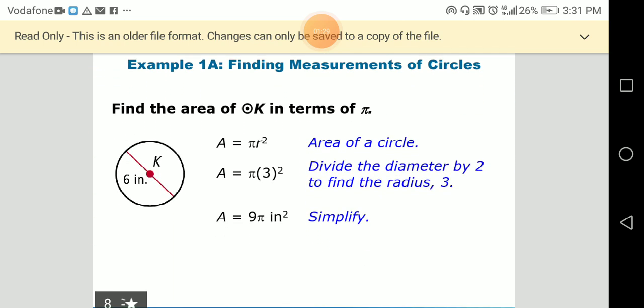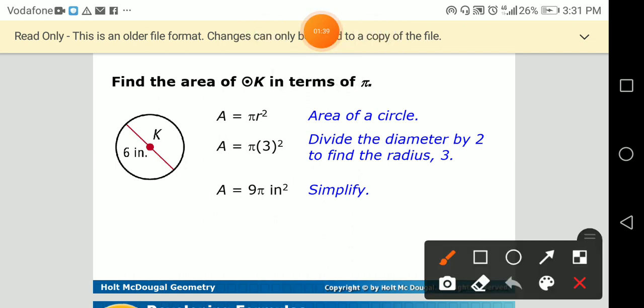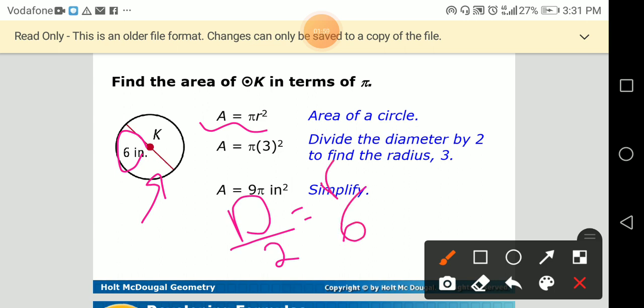So here I'm going to have a problem. Find the area of circle K in terms of pi. Okay guys, it's very easy. When it asks me about the area, I'm going to write by logic the rule of the area. The area equals pi r squared. And r, you know, is the radius. We don't have the radius here, but we do have the diameter. The diameter divided by 2 gives me the radius. The diameter we have is 6, divided by 2 gives me 3. So my radius equals 3.